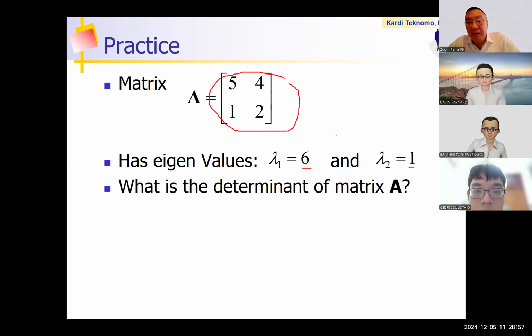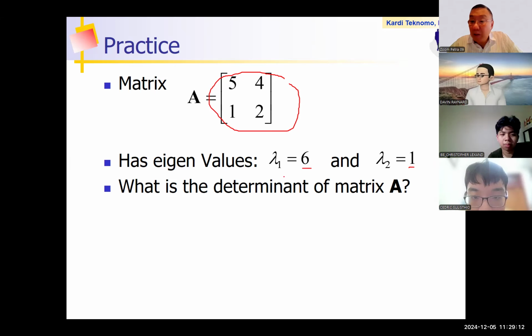So the determinant of the matrix is exactly the same as the product of the eigenvalues. Once you know the eigenvalues, you can multiply all of them, and it will be exactly the same as the determinant. Sir, can you explain how to get lambda 2?